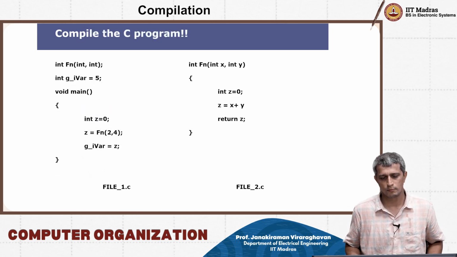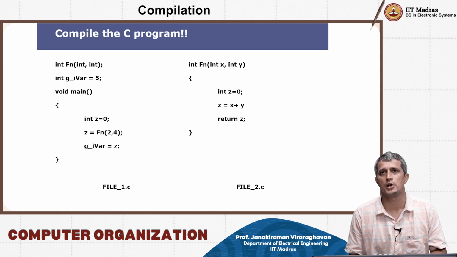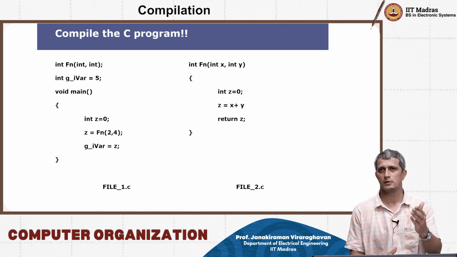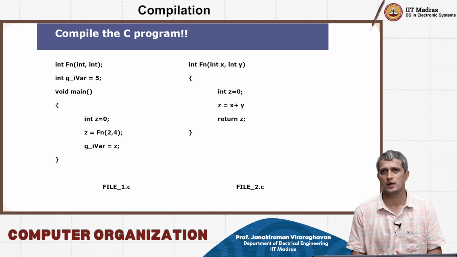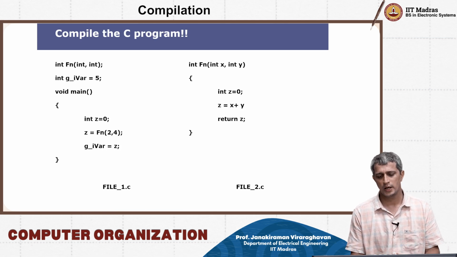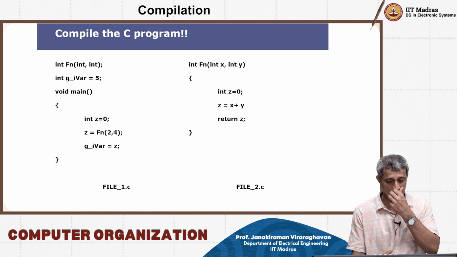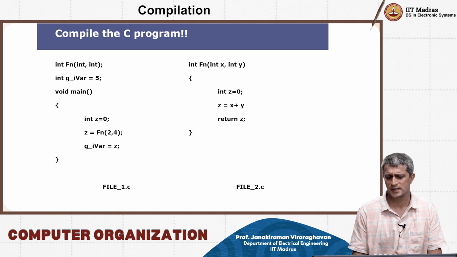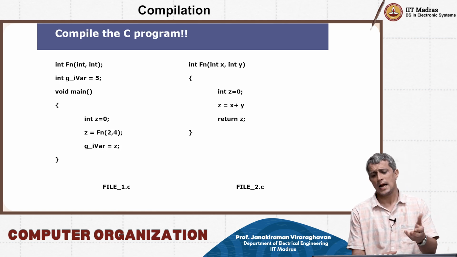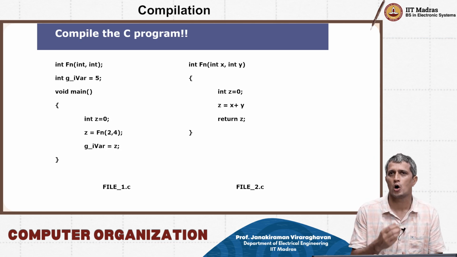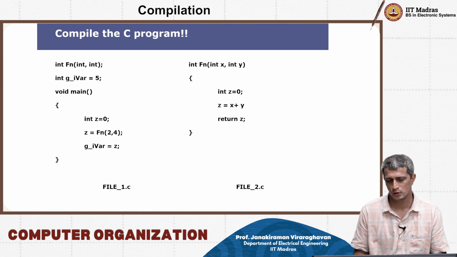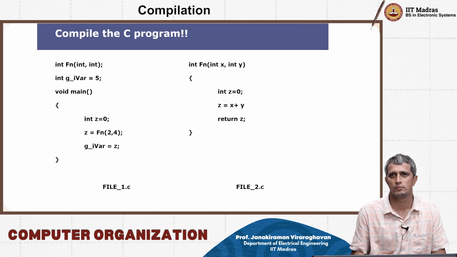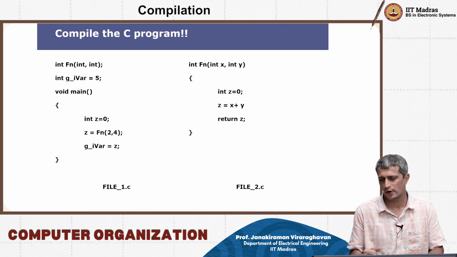Let's take a very simple example here. On the left you see file_1.c, which contains the main. It has some variable z, and I say z equal to fn of 2 comma 4, and I have a global variable which I say is equal to z after it returns from that function. That function fn has a function declaration on top, int fn of int comma int. The global variable is also initialized outside this main function to a value of 5.